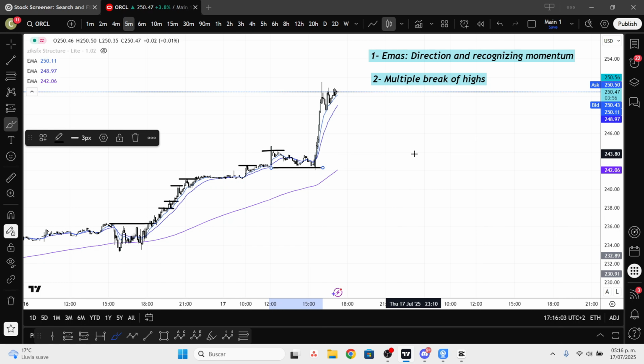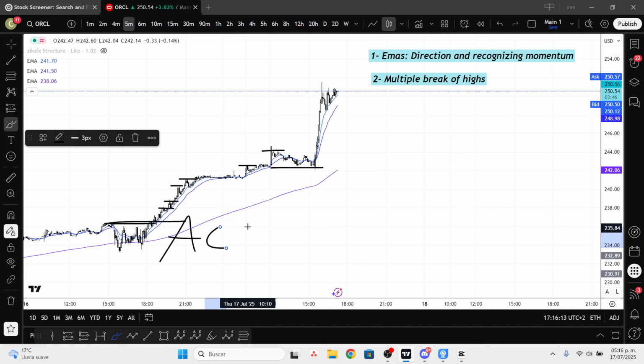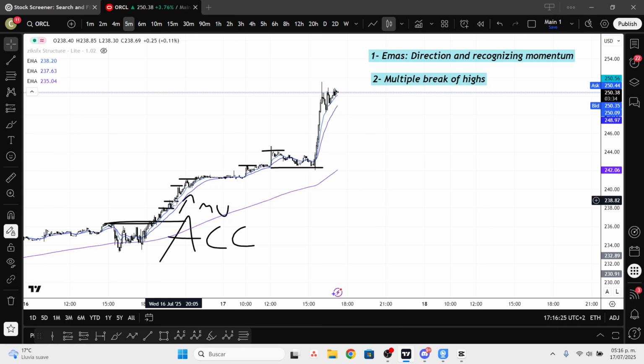And this is accumulation heading into markup, in the words of Wyckoff. So around this, we turn this into accumulation. Then there was a markup going on here. We continued bullish, and we're heading into another markup. There's no correct way to label everything, in my opinion. Somebody can look at this and see something different, but it doesn't even matter.